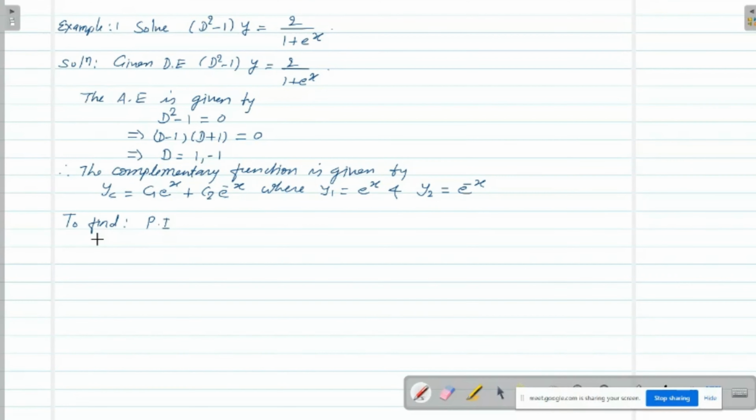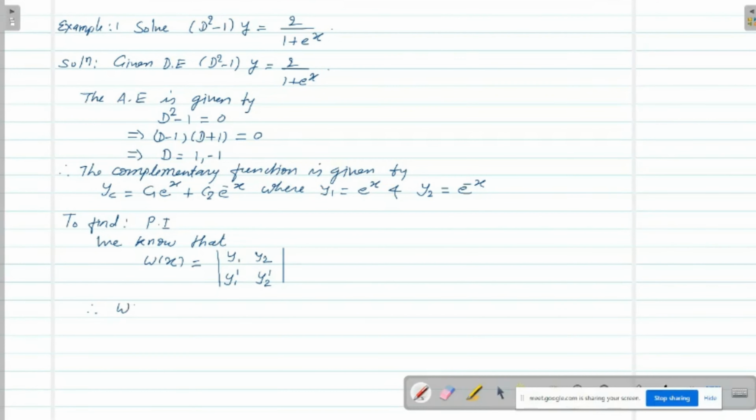We know that W of x, that is the Wronskian, can be written as a determinant. We will have a determinant up to order 2 only: y1, y2, derivative of y1 and derivative of y2. This is the formula for W of x. Now put all the values over here.